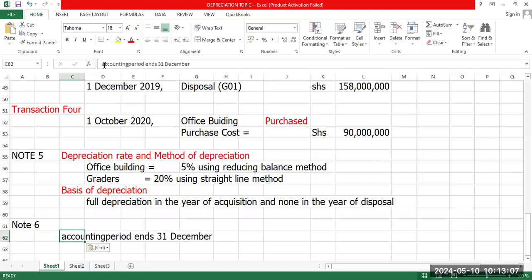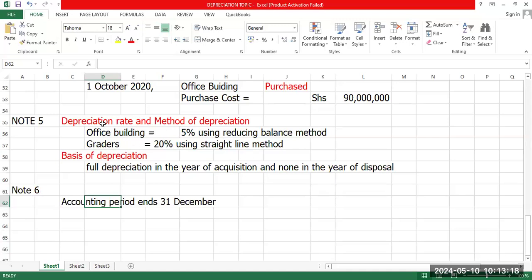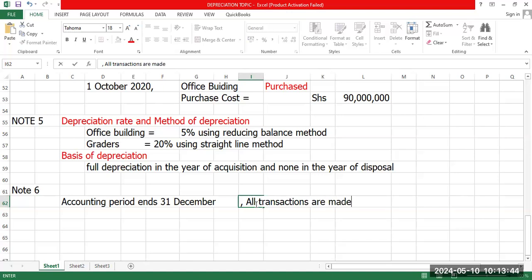accounting period ends on. But in an exam, colleagues, we don't have time to do this. You should be knowing some things in your head. Once you understand this, you don't need to note it. It is time wasted. But here, because it is a discussion, I have to write everything. So our accounting period each year is going to end on 31st December, and all transactions are made through bank. Perfect.